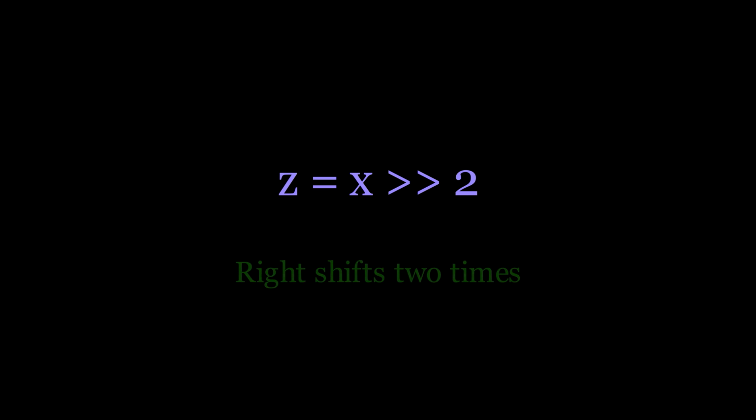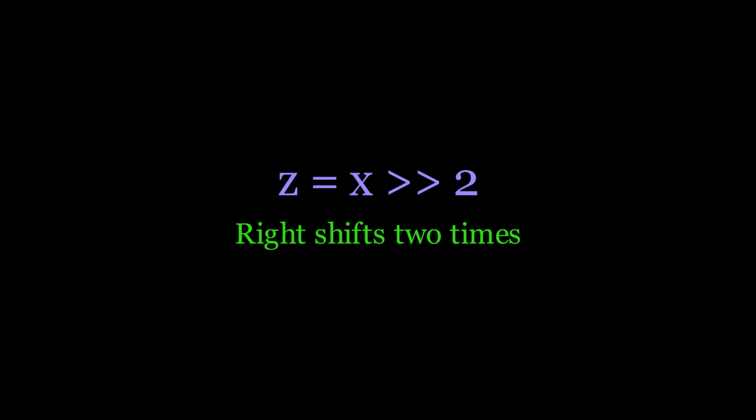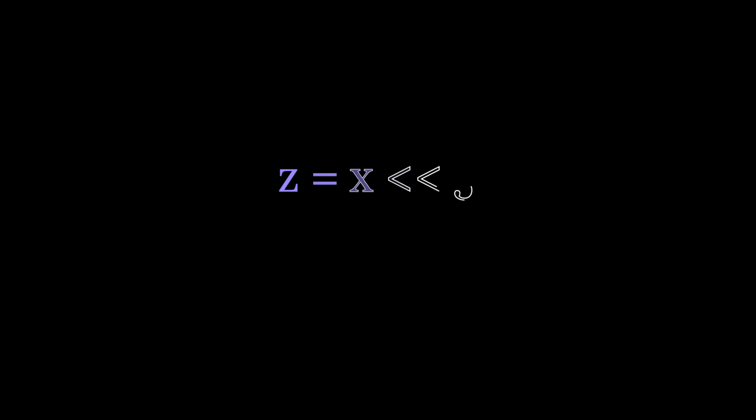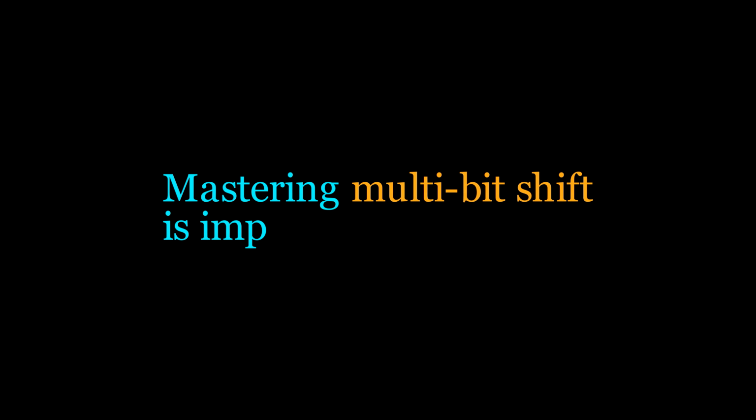To wrap up, look at how we scale these operations. z equals x >> 2 shifts the bits twice to the right. And z equals x << 3 shifts them 3 times to the left. Mastering these multi-bit shifts is key to optimizing low-level code.